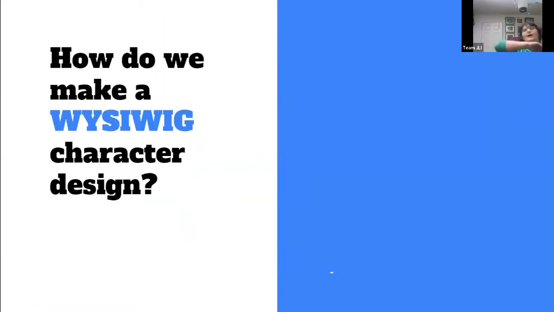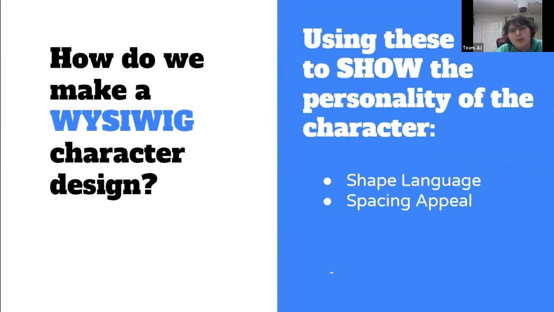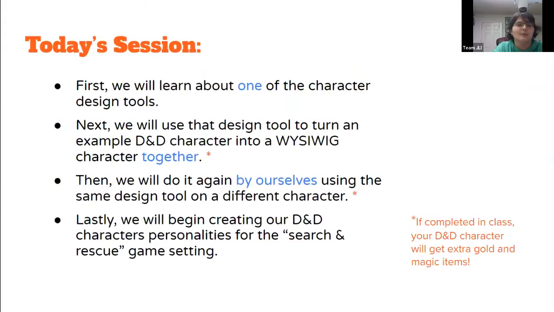So, how are we going to do this? We're going to use these tools to show the personality of a character. It's stuff you've all seen before. Shape language. We talk a lot about circles, squares, triangles. Spacing appeal. I've been kind of renaming this one. This is basically proportion. Color language. Always fun. But color is so huge that it has to be broken up.